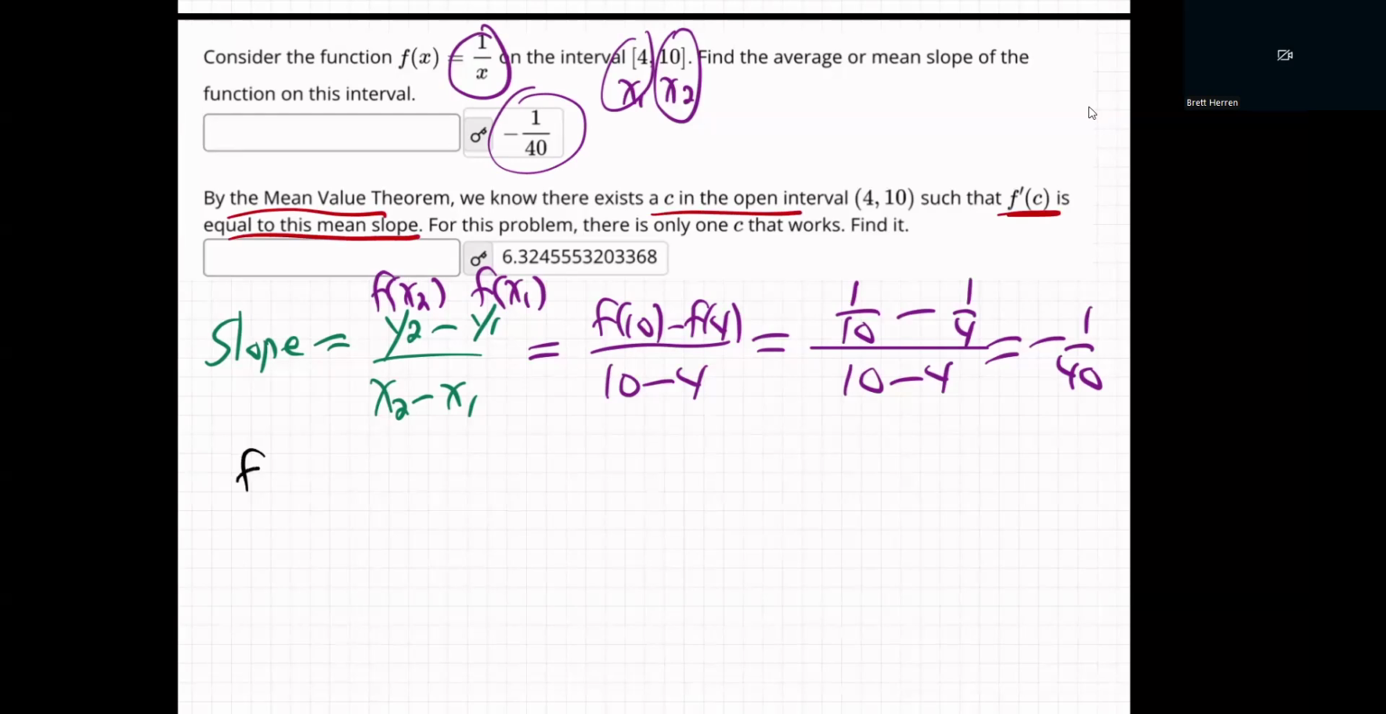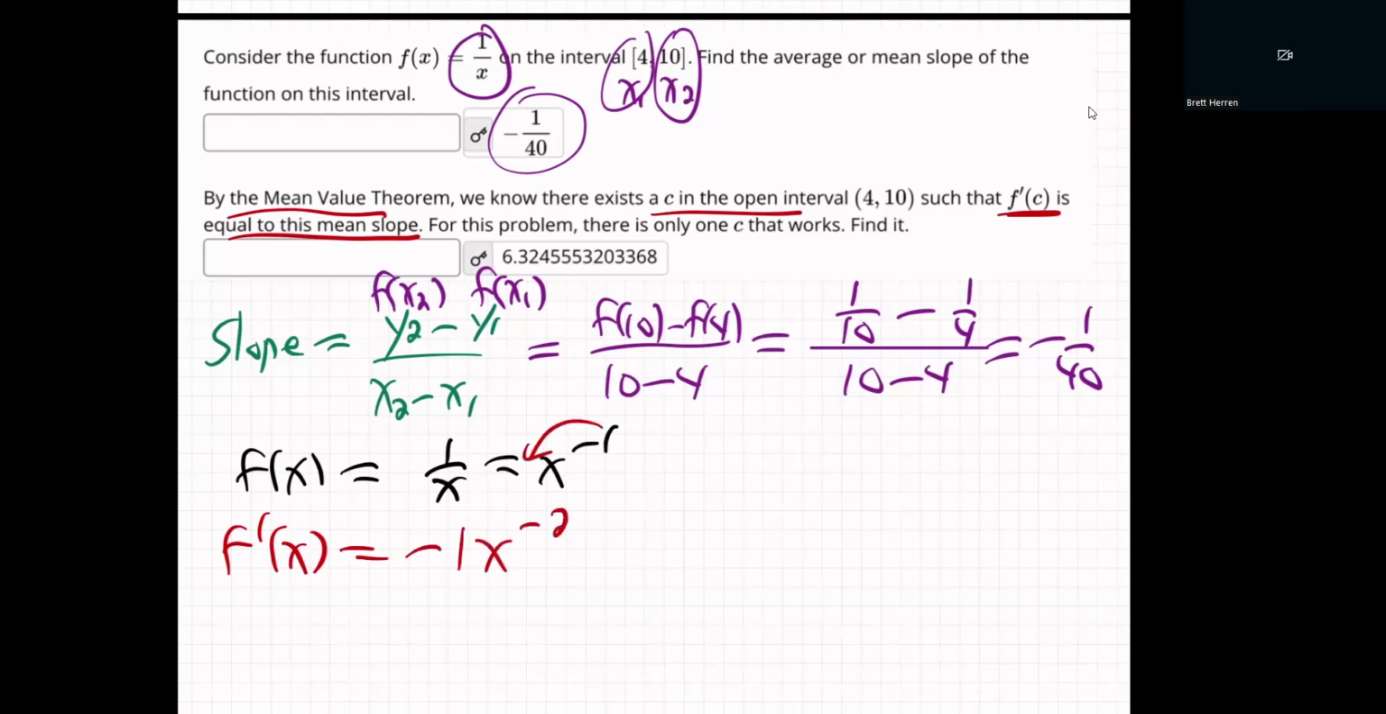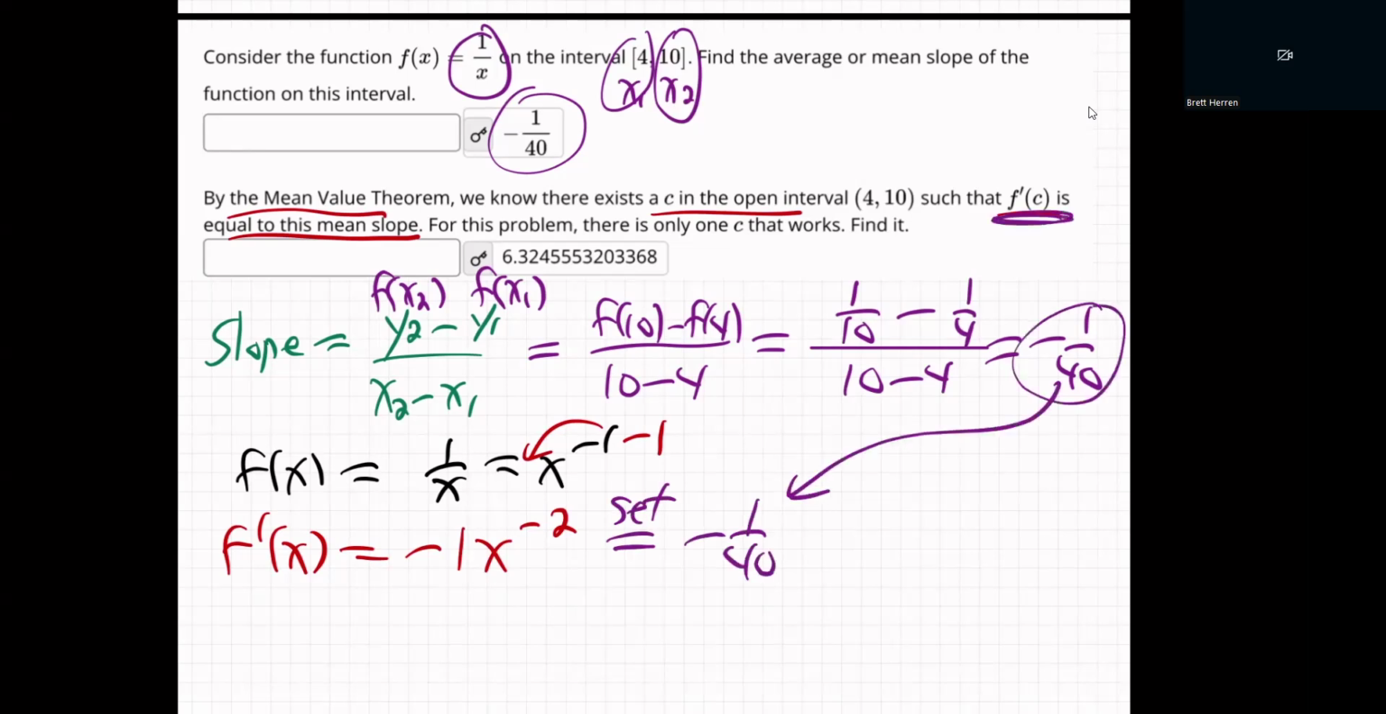Let's bring down the function here. F of x equals 1 over x. Let's take the derivative. Now, to make it easy, let's just rewrite that as x to the minus 1. I don't want to use the quotient rule. So then bring down the minus 1, x to the minus 2, subtract 1 from it. There's the derivative. And we want to know, where is that set equal to minus 1/40th, because that's the mean value, right? F prime is equal to this mean slope.